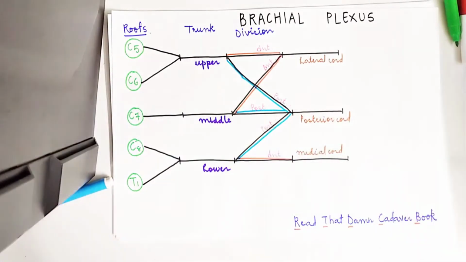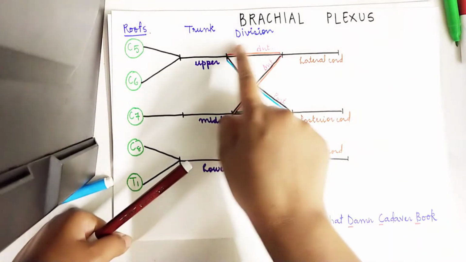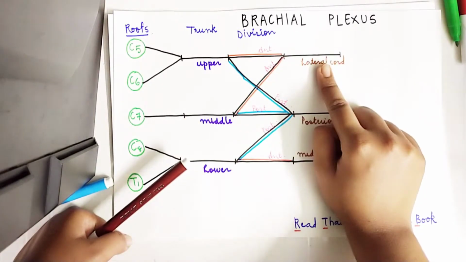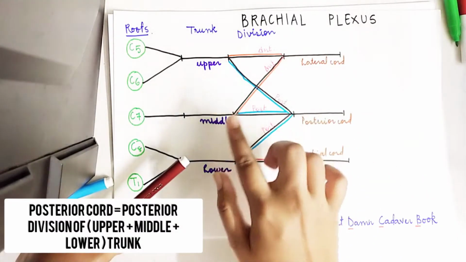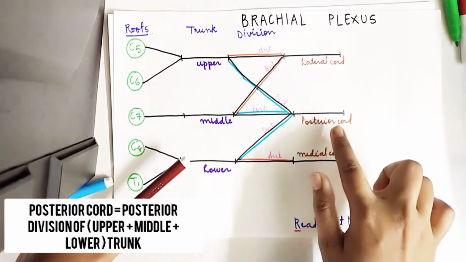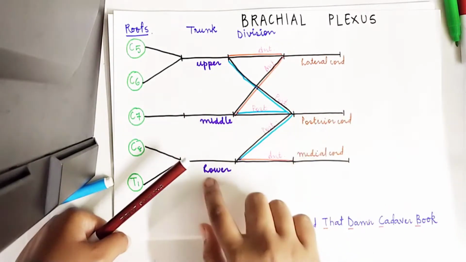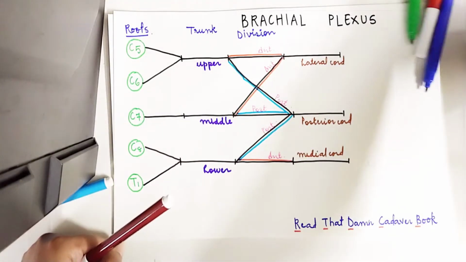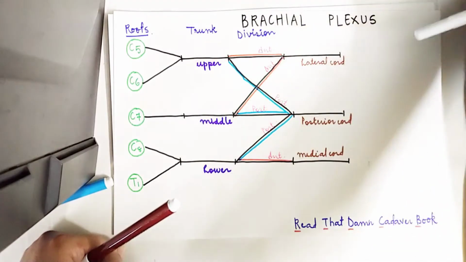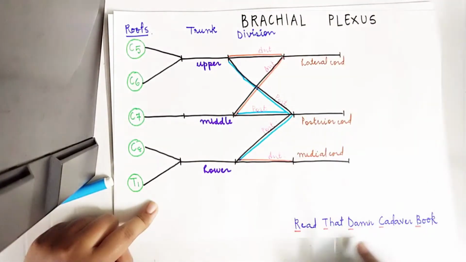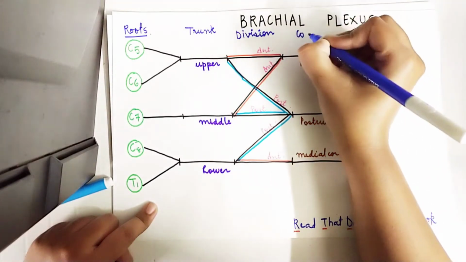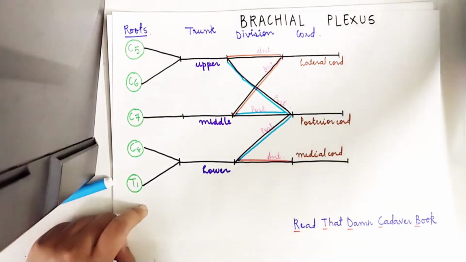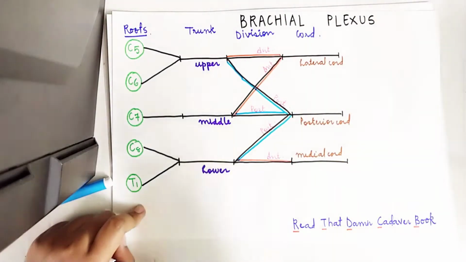So once again, the anterior divisions of the upper and the middle trunk will form the lateral cord. The posterior divisions will form the posterior cord, and the anterior division of the lower trunk will form the medial cord. These are termed the cords of the brachial plexus. Now comes B for branches.